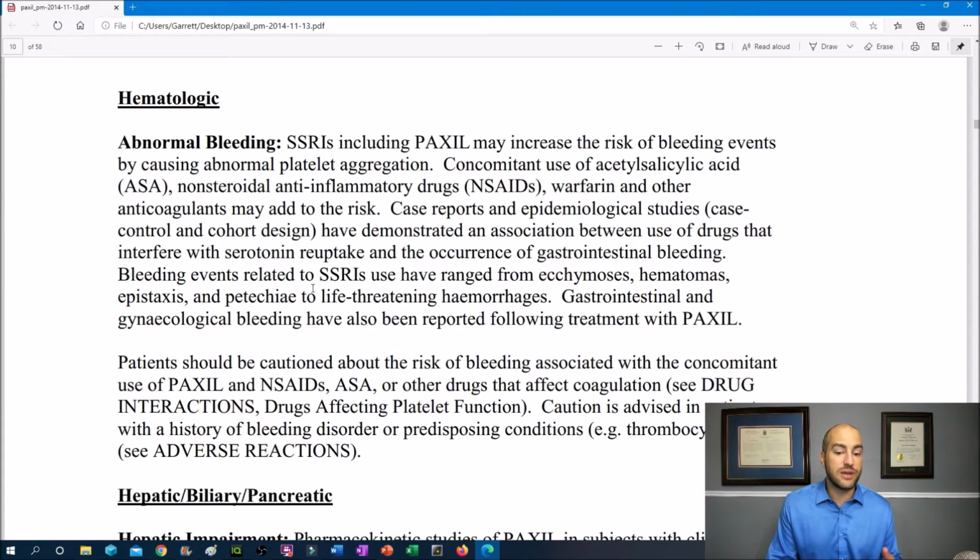The bleeding events related to SSRI use have ranged from ecchymosis, hematomas, epistaxis, and petechiae to life-threatening hemorrhages. Gastrointestinal and gynecological bleeding have also been reported following treatment with Paxil.